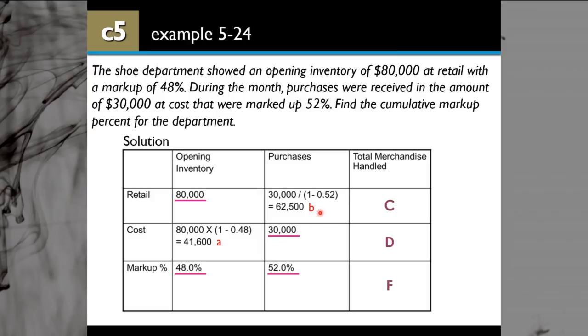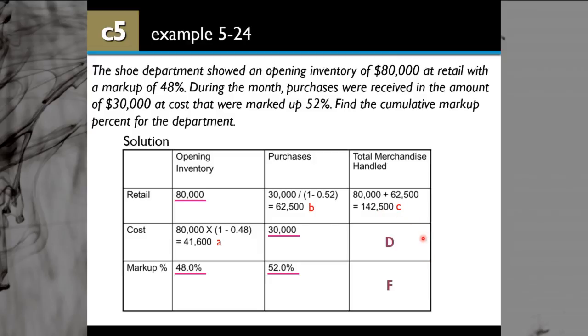Since you got this number, now you can calculate your total merchandise handled at retail and also at cost. So let's go ahead and do C, total merchandise handled at retail. That will be opening inventory at retail plus your purchases at retail. So 80,000 plus 62,500, then you got 142,500 as your total merchandise handled. So you combine these two, opening inventory and purchases.